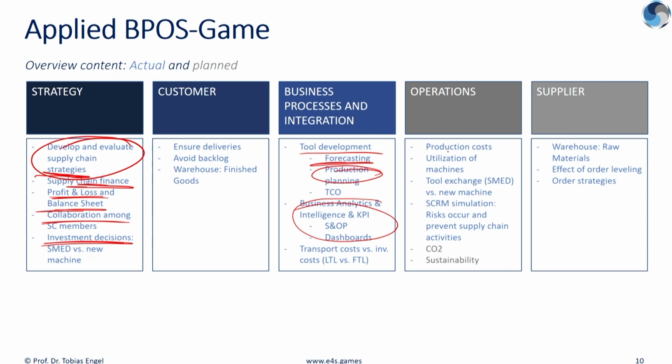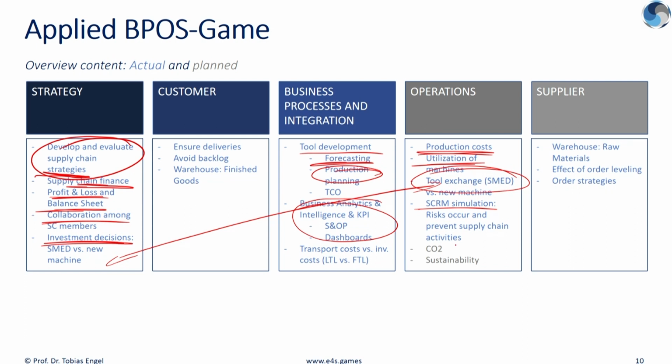On operations, for example, you have the production costs, where you can think about, does it make sense to reduce your production costs? How could you do that? It's about utilization of machines. Tool exchange could be something versus the new machine, which is the relation, for example, to a strategy. We also will go into supply chain risk management. What I told you about what happens, for example, if a product is not going to be delivered to your warehouse.